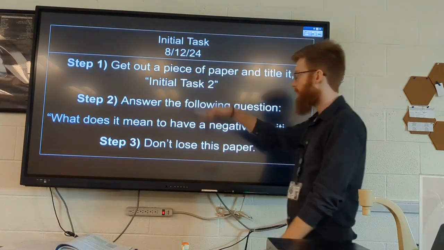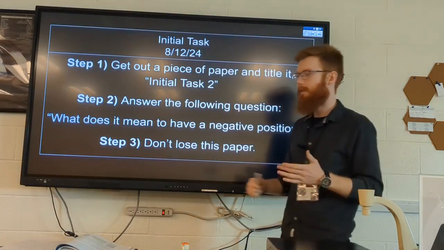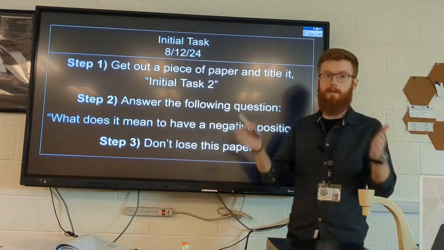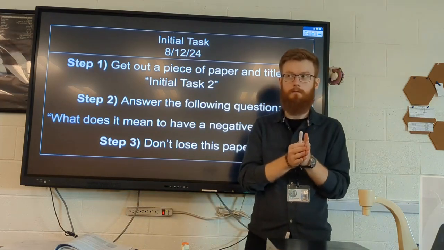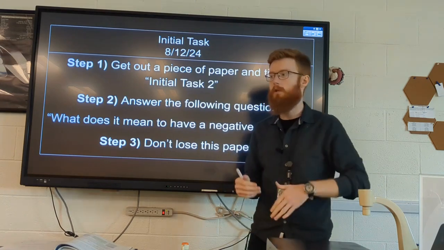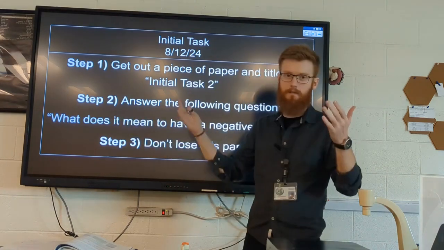So today, initial task, what does it mean to have a negative position? Well, all that means is that wherever it is you're standing, it's, I guess we could say, to the left of the zero or below zero. You're in the negative. That's it.